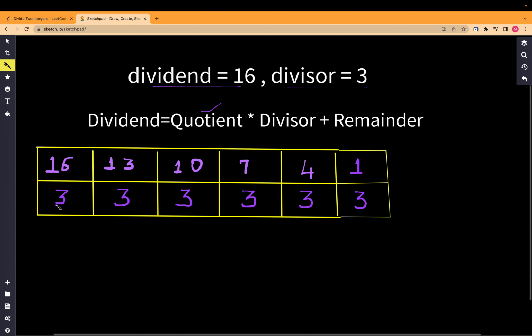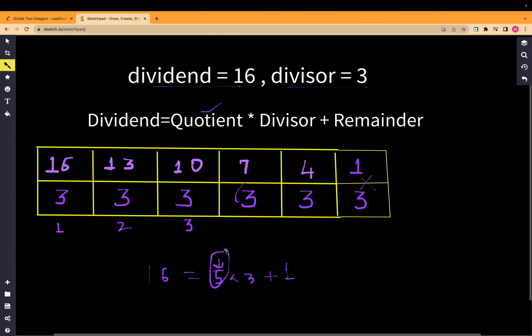subtract 3 from 16. This is one time we have subtracted, we got 13 as the remainder, and then again we have subtracted, we got 10 as the remainder. Then we are subtracting 3 for the third time, and then after that 10 minus 3 we got 7, 7 minus 3 we got 4, 4 minus 3 we got 1, and after 1 we cannot subtract. So in this form I could write 16 is equal to 5 into 3 plus the remainder which we got, that was 1, and the 5 we can return as the answer, that is the quotient.